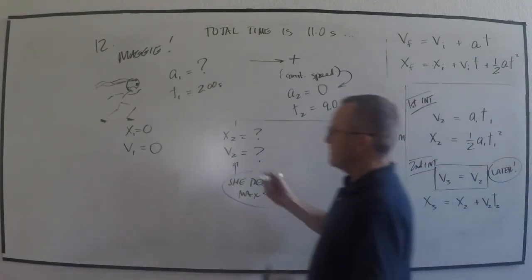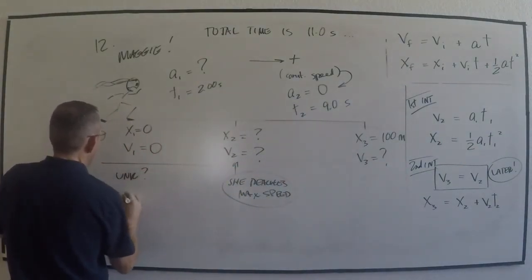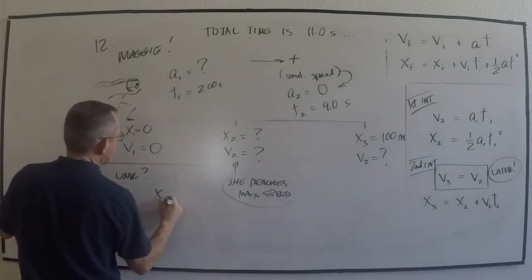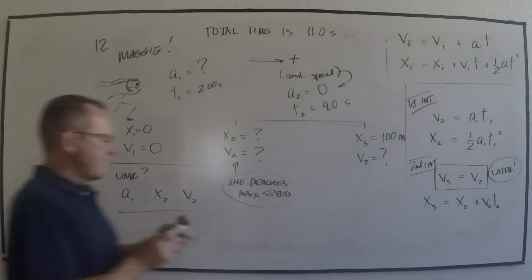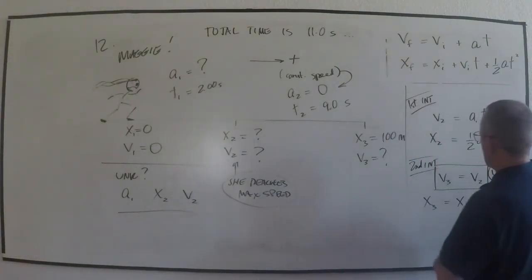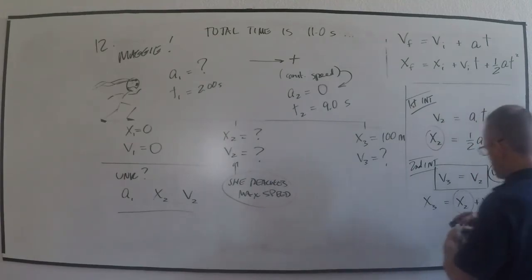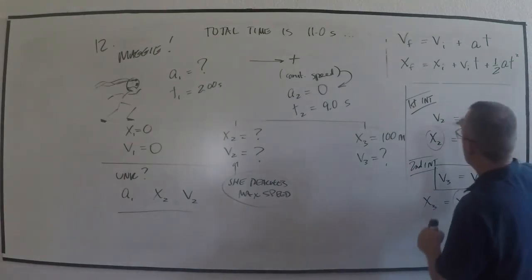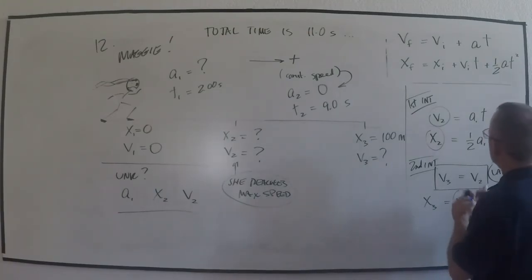The other unknowns are A1, X2, V2. Let's find them. Well, here's X2 right here. Here's V2 right here. And of course, here is A1.